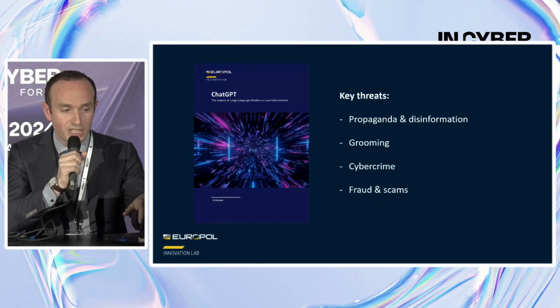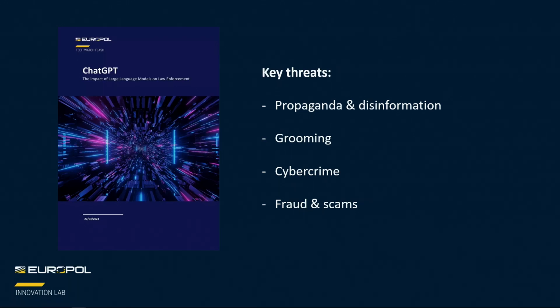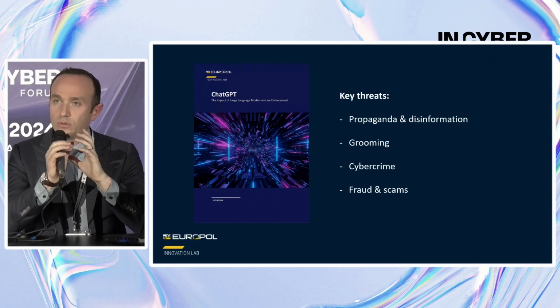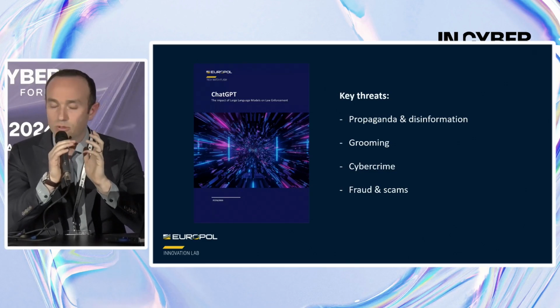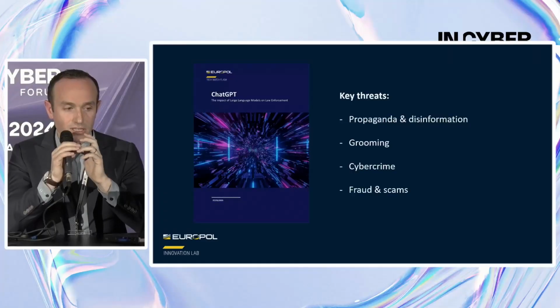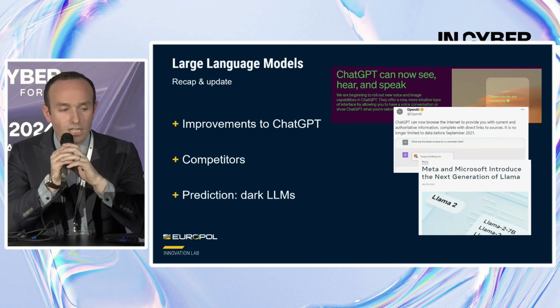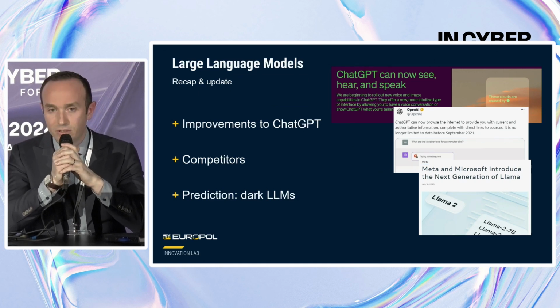Based on this exercise, we drafted a report and we identified some key threats related to propaganda, disinformation, grooming. If you don't know what grooming is, this is the process where a pedophile is trying to attract young children, pretending that he's a young boy or girl, and trying to isolate the person so that he can gain control of the children. Cybercrime, fraud and scams.